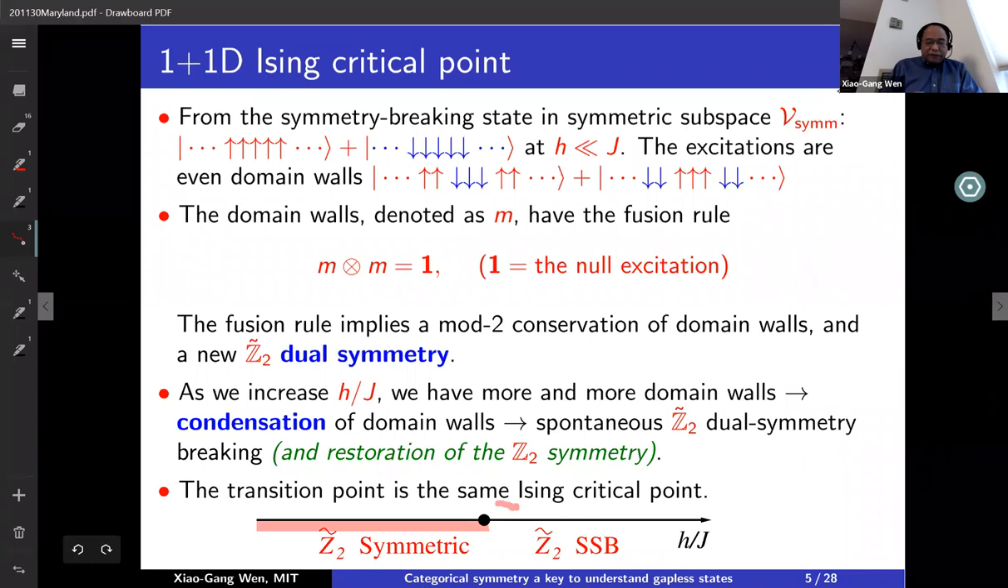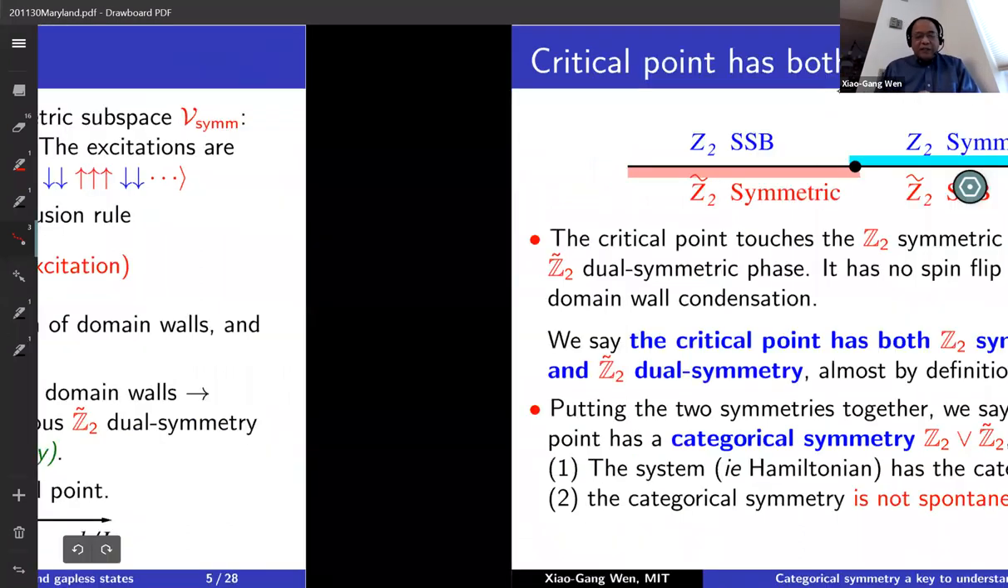And so there's a phase diagram. This Z2 dual symmetry may be symmetric in this phase. But as we increase H, more and more domain wall excitations are excited. They will eventually percolate and condense, and this spontaneously breaks this dual symmetry. And so we have this diagram. For large H, we have a spontaneous breaking phase of the dual symmetry. And this spontaneous breaking of the dual symmetry actually happens to restore the original Z2 symmetry. So that's more or less standard stuff.